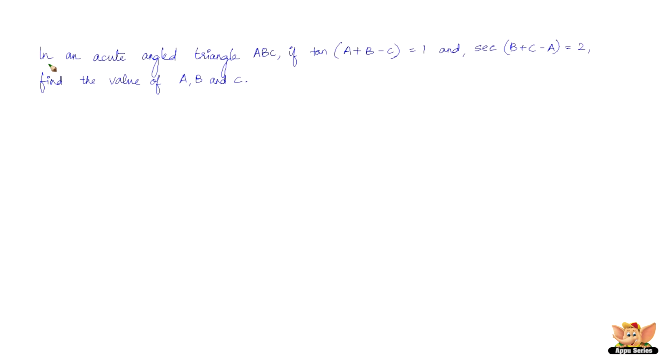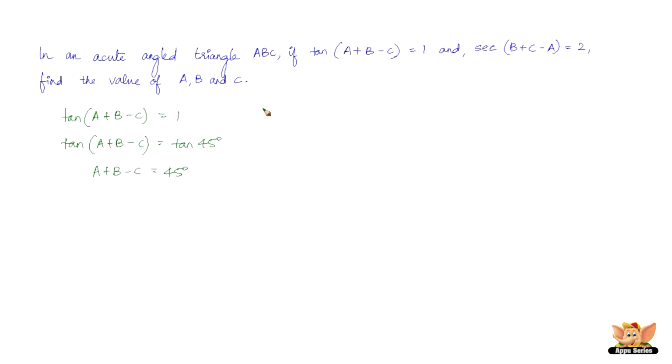It reads like this. In an acute angled triangle ABC, if tan of (A + B - C) equals 1 and secant of (B + C - A) equals 2, find the value of A, B and C. So now let's take tan of (A + B - C) equals 1. Now we've got tan on the left hand side. So tan of what gives us 1? Tan of 45 degrees gives us 1. So now we can equate A + B - C equal to 45 degrees.